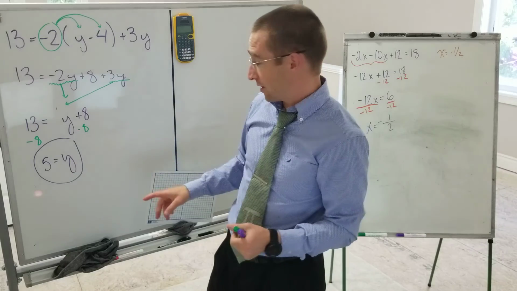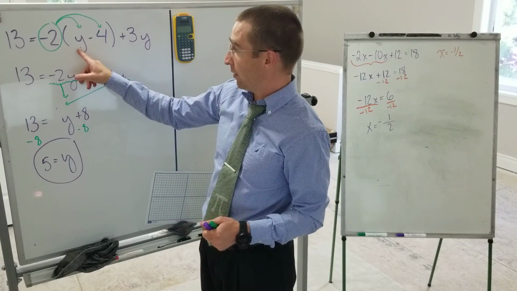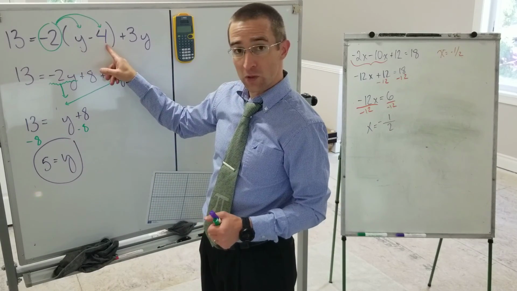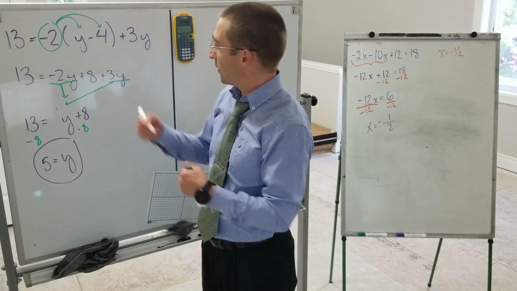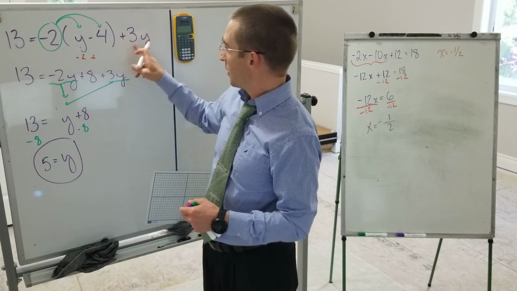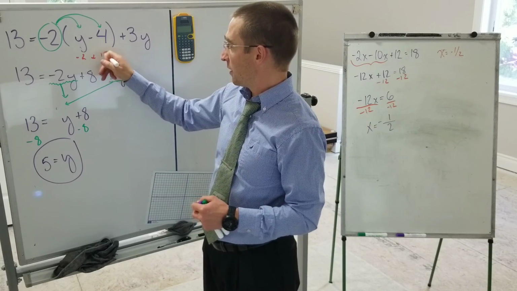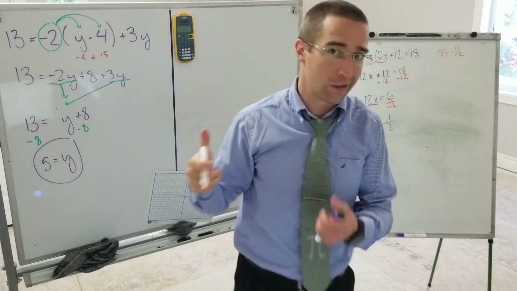And we can double check this. If I put 5 in for y up here, I get 5 minus 4 is 1. -2 times 1 is -2. So I get a -2 plus 3 times 5 is 15. -2 plus 15 is 13. And we're like, yeah, we got it.